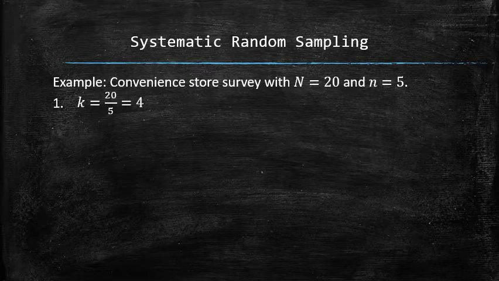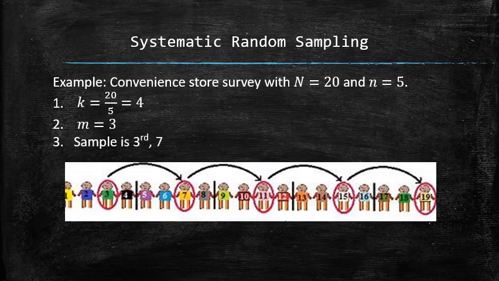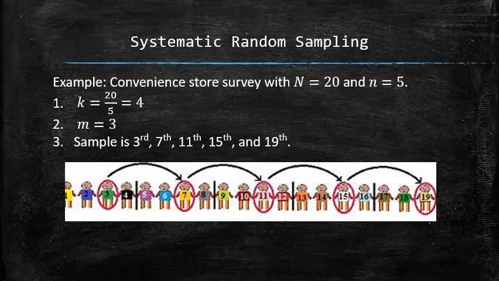The population size 20 divided by the sample size 5 is 4, so k is equal to 4. A random number between 1 and 4 picked by a computer was 3, so m is equal to 3. As a result, they will survey the 3rd, 7th, 11th, 15th, and 19th customers in the next hour.